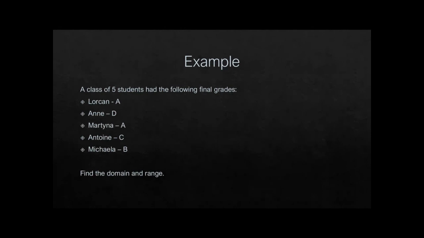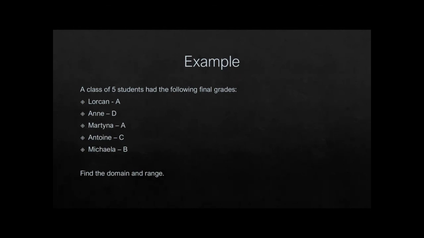And we're going to find the domain and range. So the domain is the input and the range is the output. Generally, we're looking at a specific relationship. In this case, our domain is going to be the name of the student, because if you give me the name of the student, I can tell you what grade they got. If we looked at it the other way and you give me a grade, there are multiple students that got an A, so I can't tell you which student it belongs to.